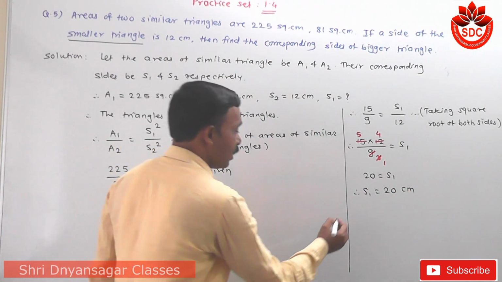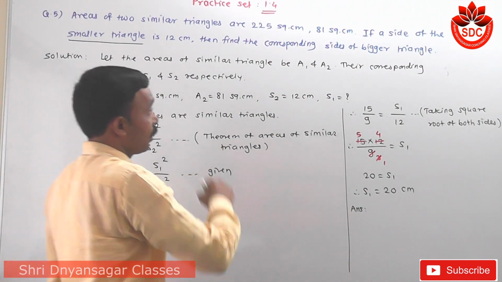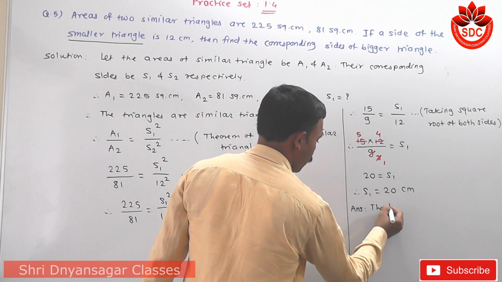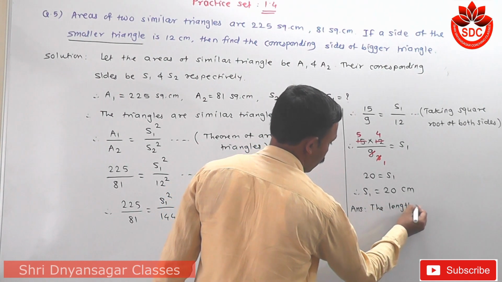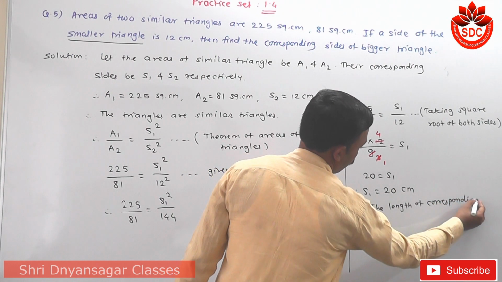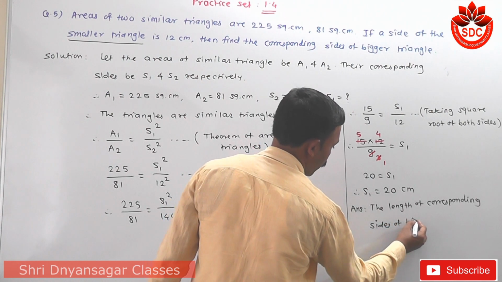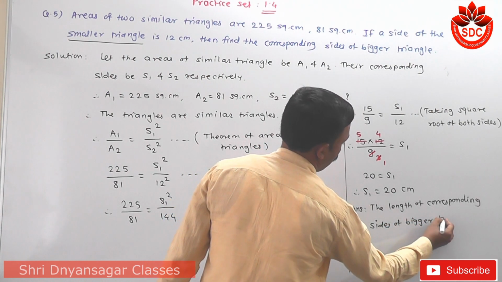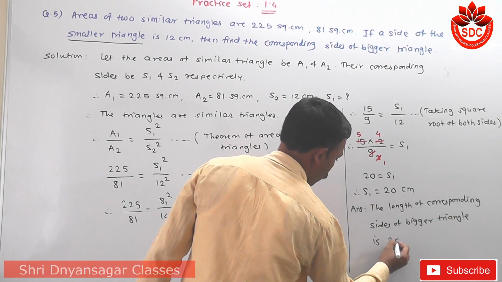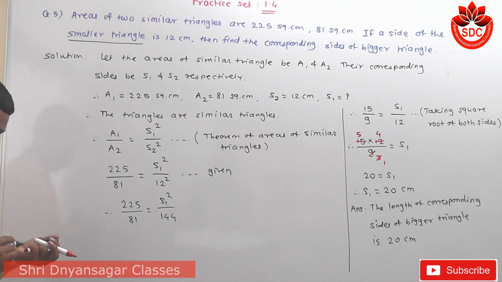So we write the answer in a full sentence. Answer: the length of corresponding sides of the bigger triangle. This is our question number 5.